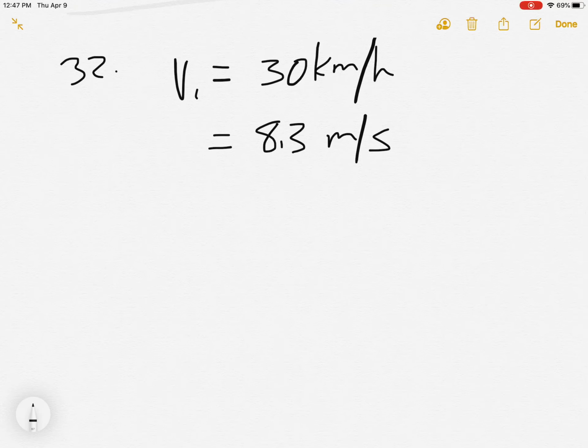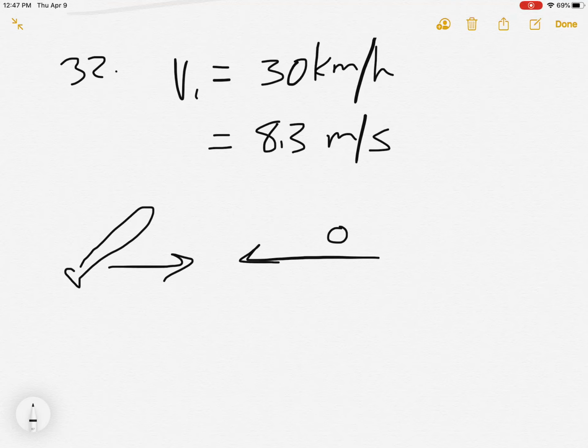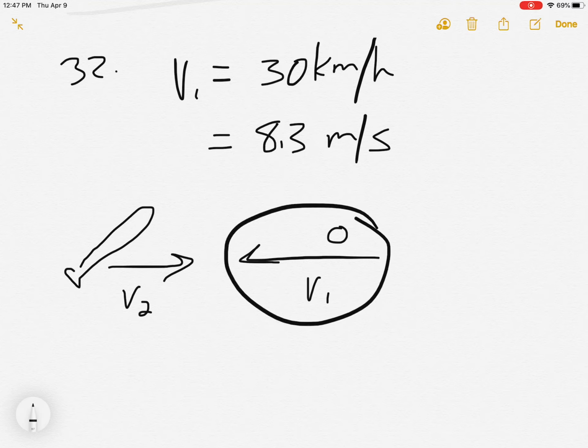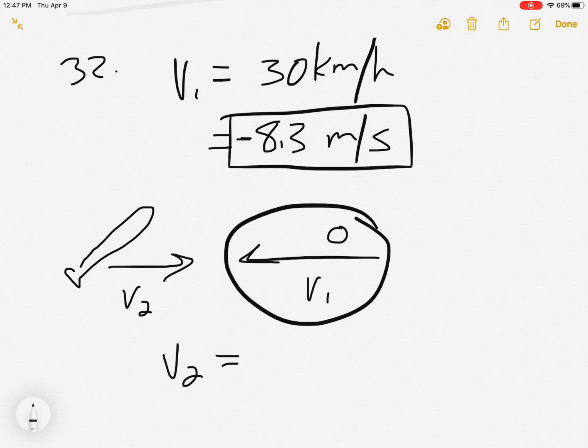But you have to also imagine what's going on. If you're going to take a ball and it's being pitched this way, and then it's going to hit your bat over here and go this way, then the V1 is in the opposite direction as the V2. So guess what that means? The V1 has to be in the opposite direction, so we better use a negative number for the V1 to show that it's going to be in the opposite direction as our V2.